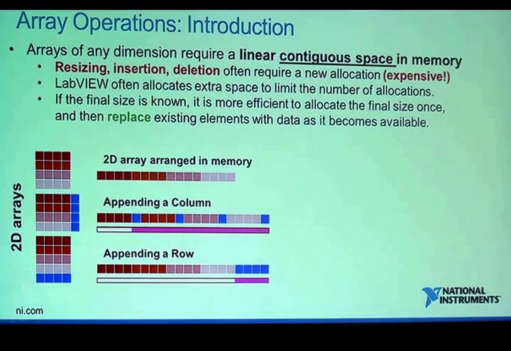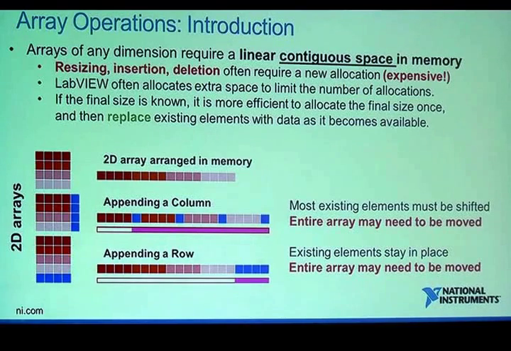On the other hand, if we append a row, most of the elements can stay in place, and only a few are added, again until we run out of contiguous space, and we have to do something about it. So it's always best to operate on fixed size arrays.